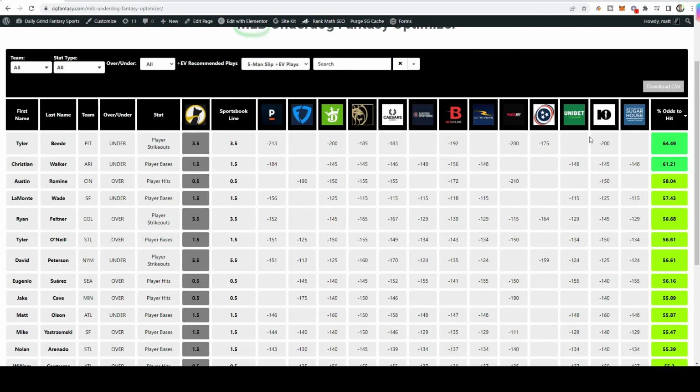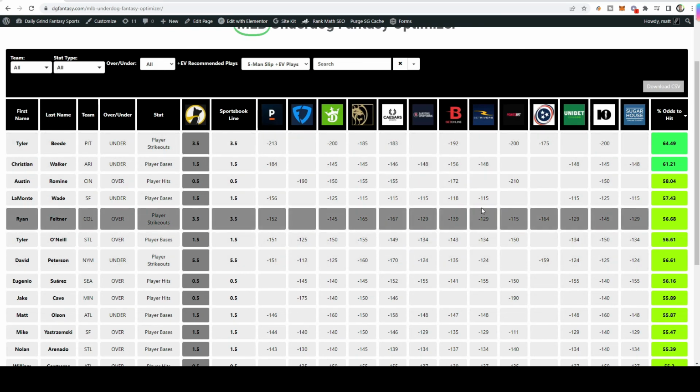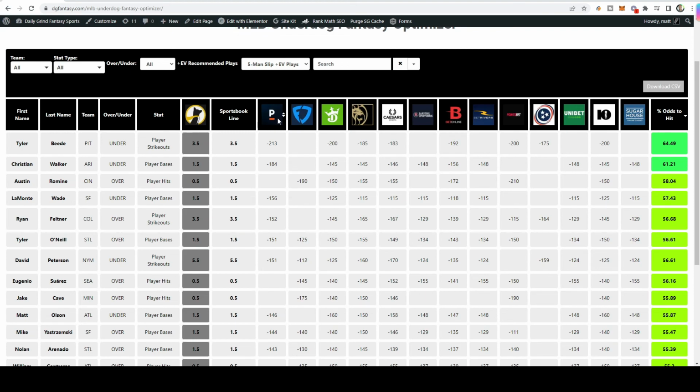What the Underdog Optimizer does is it identifies all the plus EV bets as long as you remain very consistent on choosing these bets. By comparing the sharpest books in the industry to Underdog Fantasy lines, you can identify the bets that will keep you profitable in the long run.